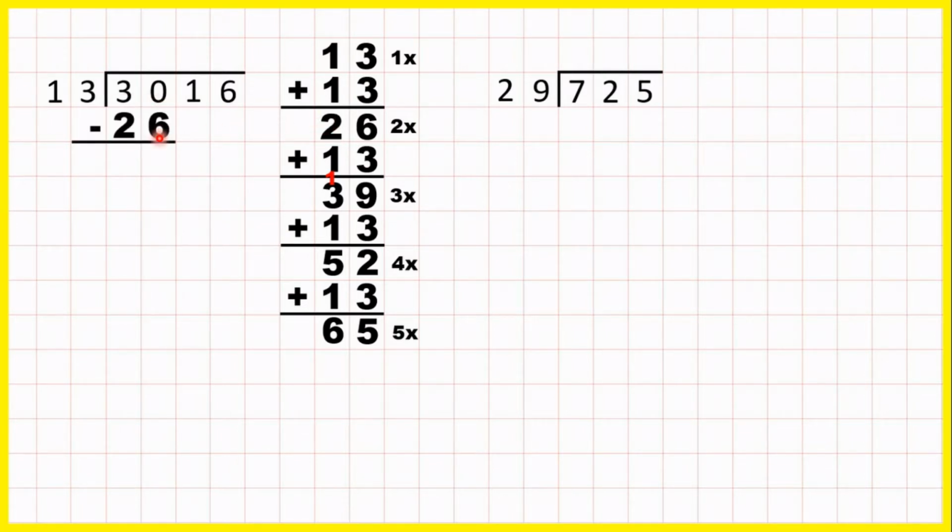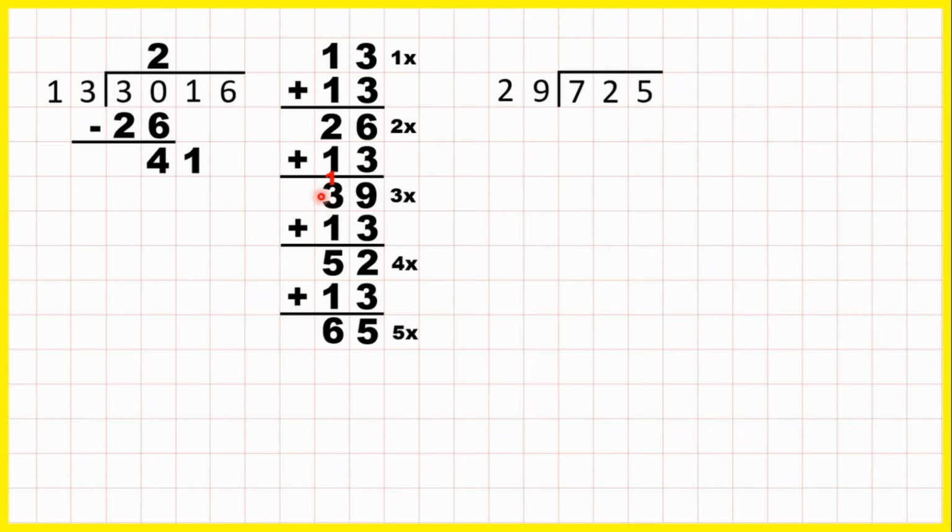So 26 goes underneath, and because that's 2 times 13, we need 2 in our answer line. Now we subtract and bring down. So 30 minus 26 is 4, and we bring down the 1, so we have 41 divided by 13.